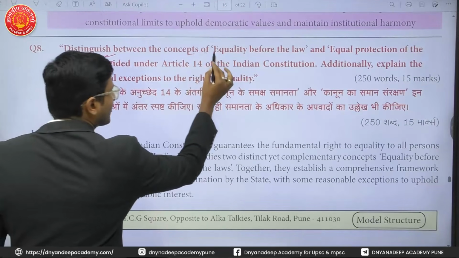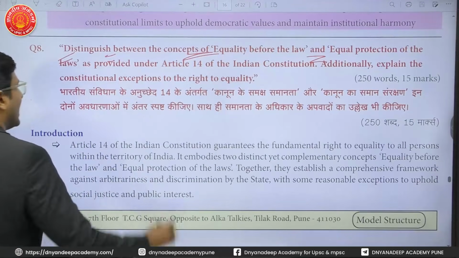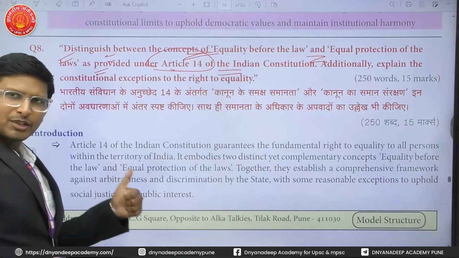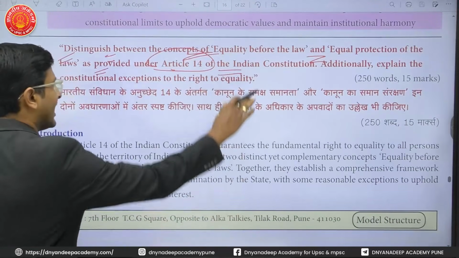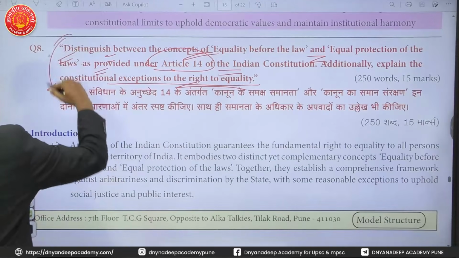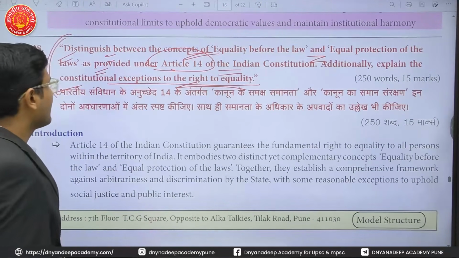Then the next one: distinguish between the concept of equality before law and equal protection of the laws as provided under Article 14 of the Indian Constitution. Additionally, explain the constitutional exceptions to the right to equality. What is equality before law, and what is equal protection of law?